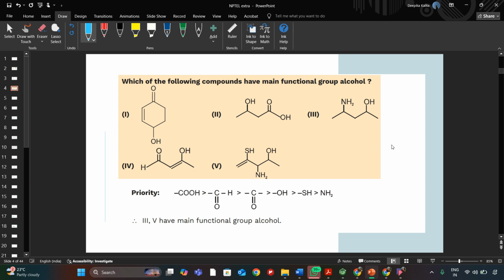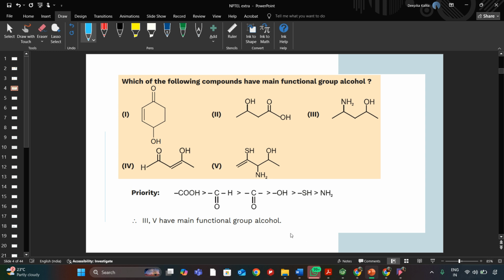Now, here is the conceptual question about functional group priorities. Which of the following compounds have main functional group alcohol? All these compounds contain more than one functional group, and we have to choose only those compounds which have the main functional group to be alcohol. So this question will come from the priority of functional groups.